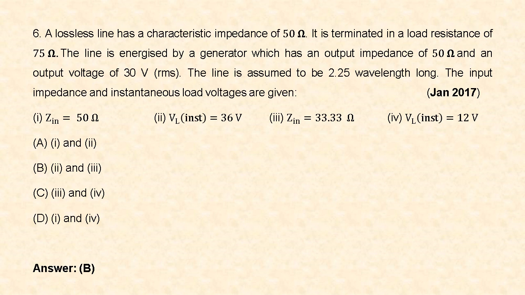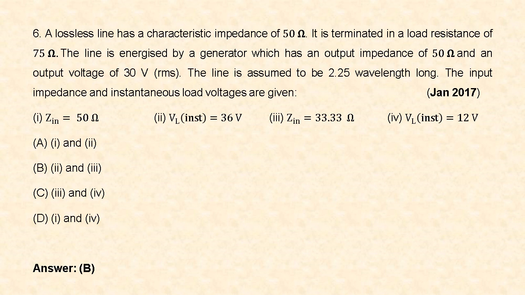Next question. This question was asked in Jan 2017. A lossless line has a characteristic impedance of 50 ohm. It is terminated in a load resistance of 75 ohm. The line is energized by a generator which has an output impedance of 50 ohm and output voltage of 30 volt RMS. The line is assumed to be 2.25 wavelength long. The input impedance and instantaneous load voltages are given. Option A: Zin 50 ohm, VL instantaneous is equal to 36 volt. Option B: Zin 33.3 ohm, VL instantaneous is equal to 12 volt.